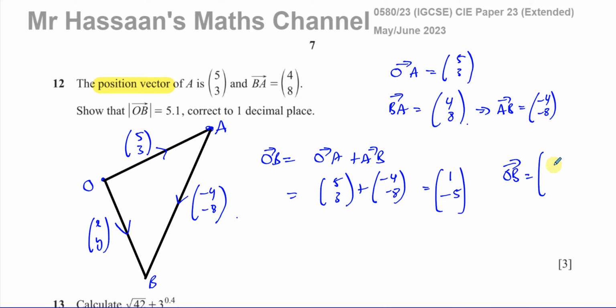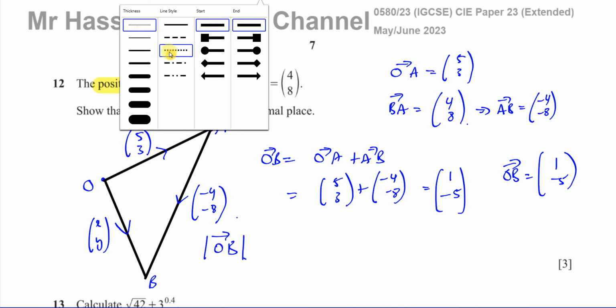But the question doesn't stop there. It says find the magnitude of the vector O to B. So basically, it's the length of this line. If we think about it, we can use Pythagoras' theorem here to find the length of that line.